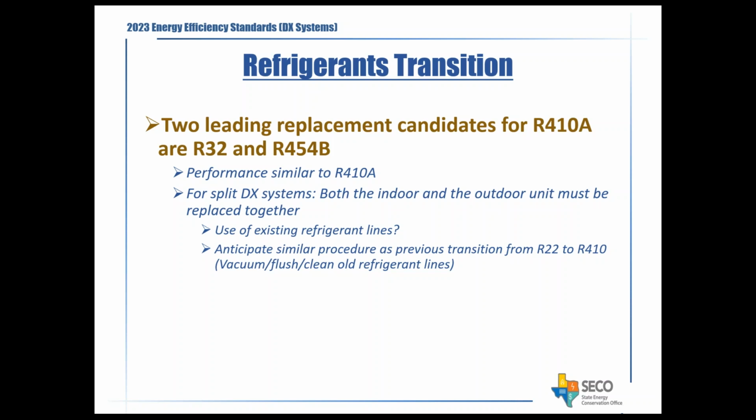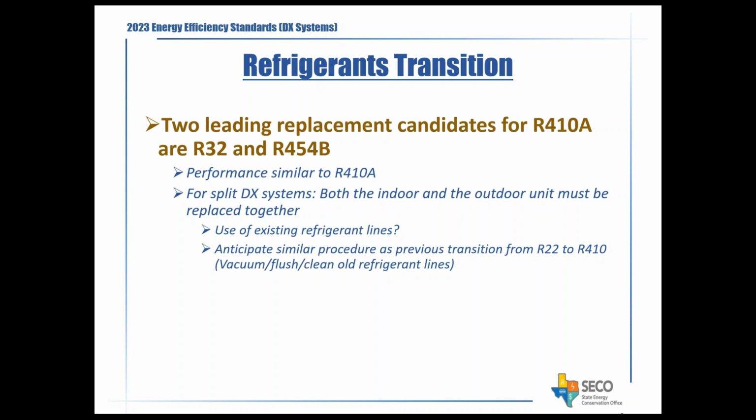The question comes up about use of existing refrigerant lines: we have a split system, we have existing refrigerant lines. I believe you would be able to use them, and you'll have to check on an individual case basis, but anticipate similar procedures to the previous transition when we went from R22 to R410. You had to vacuum and flush the line, cleaning the old refrigerant lines to make sure they were suitable for 410 applications.